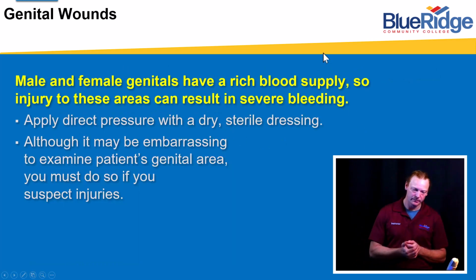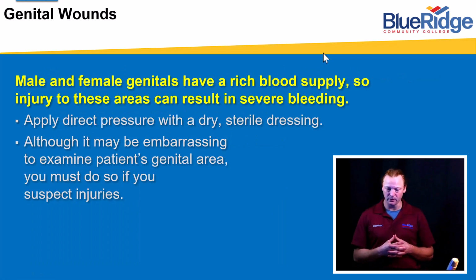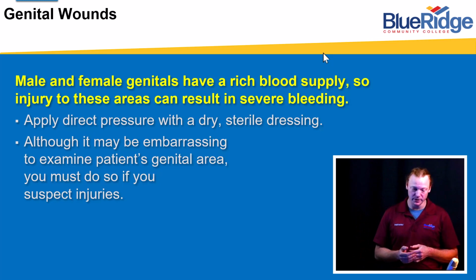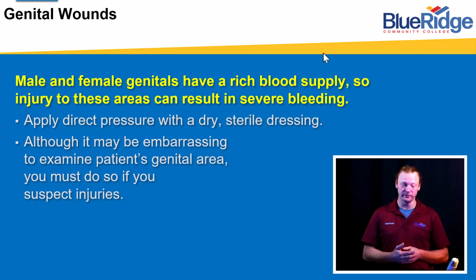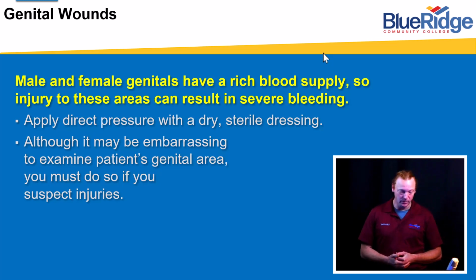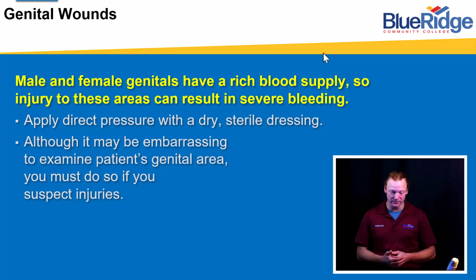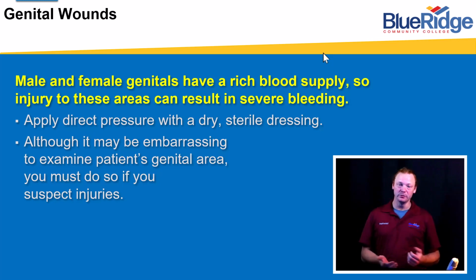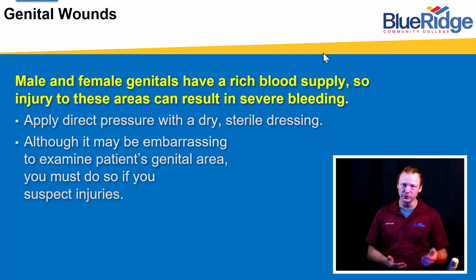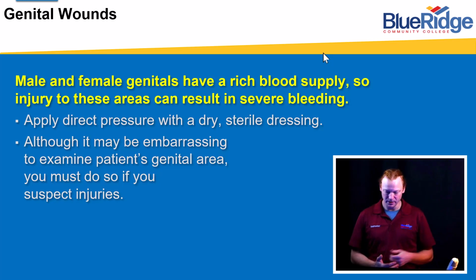Genital wounds. Male and female genitals have a lot of rich blood supply. They're very vascular, so injury to these areas can result in severe bleeding. You'll need to apply direct pressure with a dry, sterile dressing. Although it may be embarrassing to examine a patient's genital area, you must do so to determine how severe the suspected injuries are and how you're going to bandage and treat them.